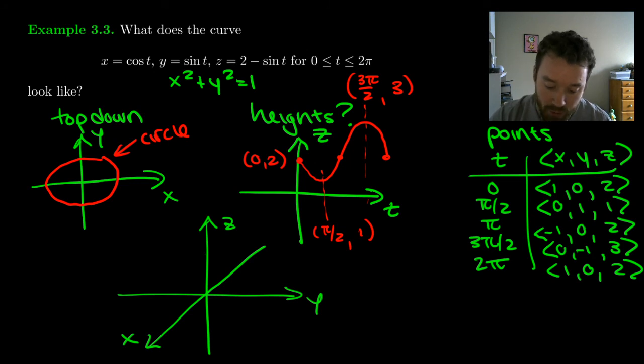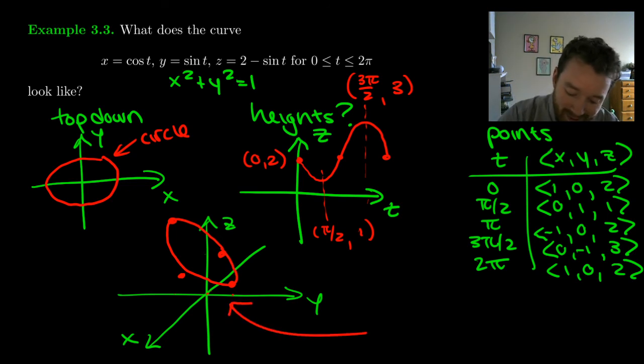Okay, so 1, 0, 2 is going to be 1, 0 in the y direction and 2 up. 0, 1, 1 will be 0 in the x direction, 1 in the y direction, and 1 up. -1, 0, 2 will be -1 in the x direction, 0 in the y direction, and 2 up again. And finally, 0, -1, 3, that'll be 0 in the x direction, -1 in the y direction, and 3 in the z direction. And so if you fill in all the points between, you get something that looks something like that. Really poorly drawn.